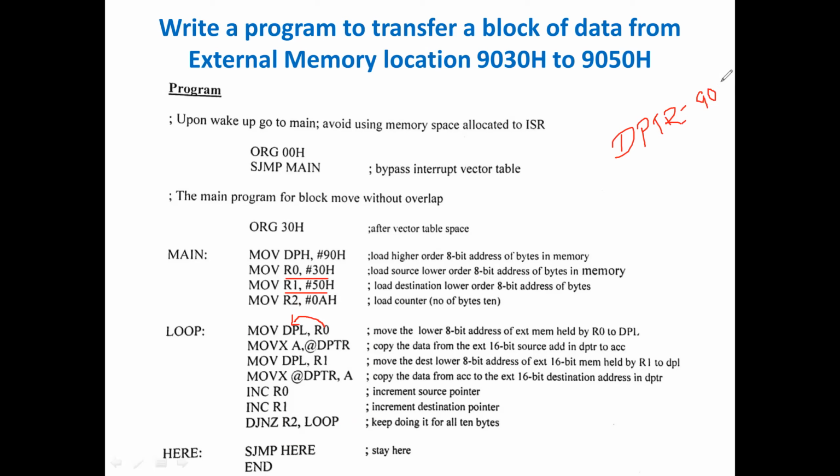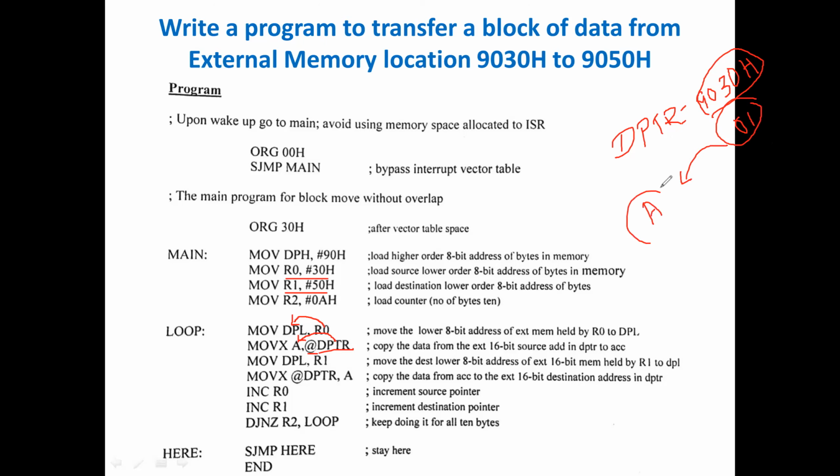DPH will be 90, DPL will be 30H. Now you have formed the source address. Now I want to use MOVX A, @DPTR. What is the value? 01. So that value is moved to the accumulator, 8-bit data. So this is the 8-bit data which is moved to the accumulator.